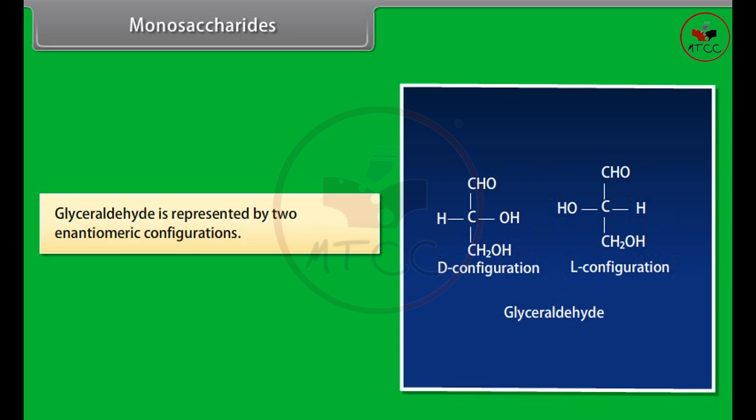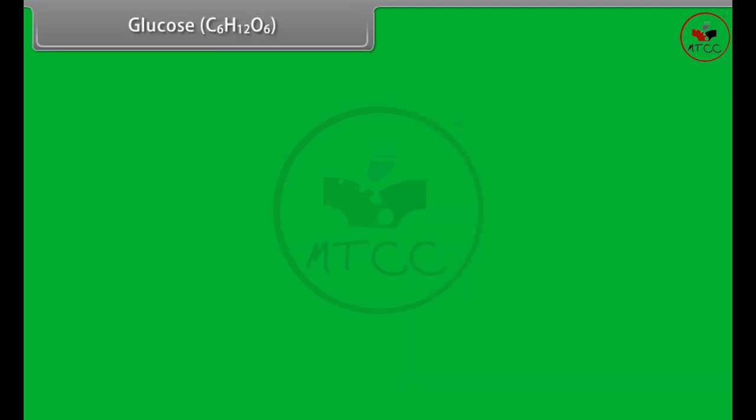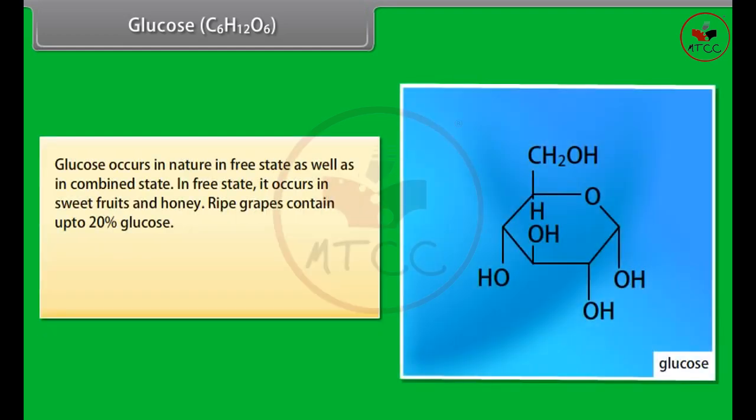Glyceraldehyde is represented by 2 enantiomeric configurations. Glucose, C6H12O6. Glucose occurs in nature in free state as well as in combined state. In free state, it occurs in sweet fruits and honey.